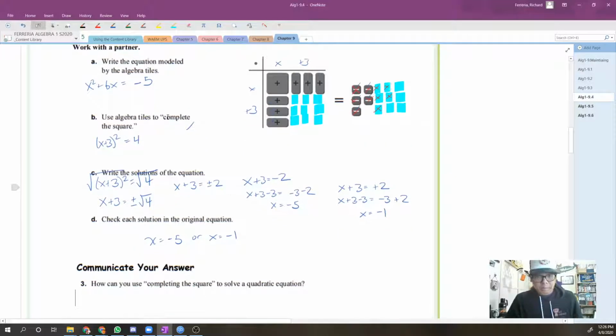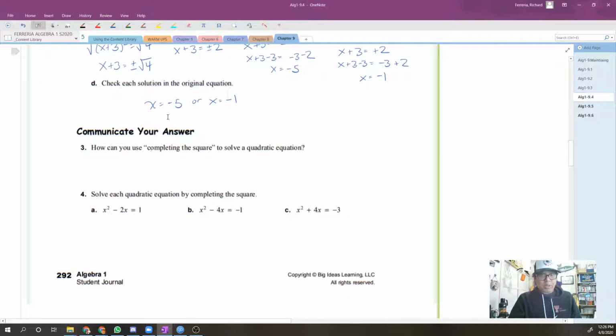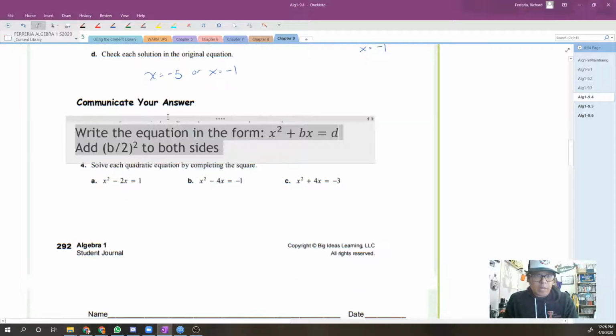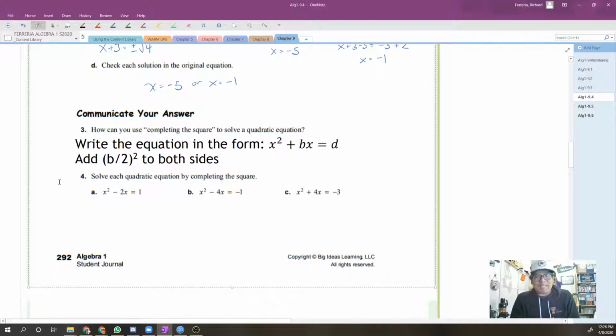Moving on, here we go with communicate your answers. So how can you use completing a square to solve an equation? Well, the idea here is to write the equation in a specific form, which would be x squared plus bx equals d. And then to complete the square, you're going to have to take the b, divide it in 2 first, and then square as a result. So you're adding b over 2 squared to both sides. Let's see this in action.